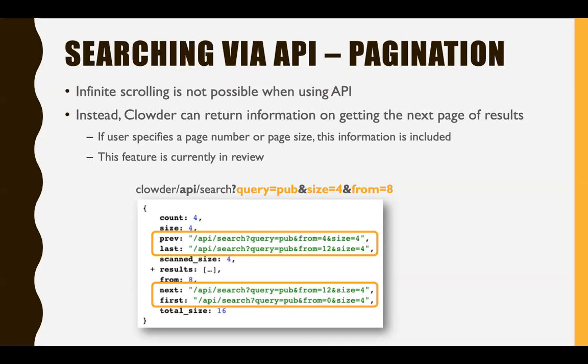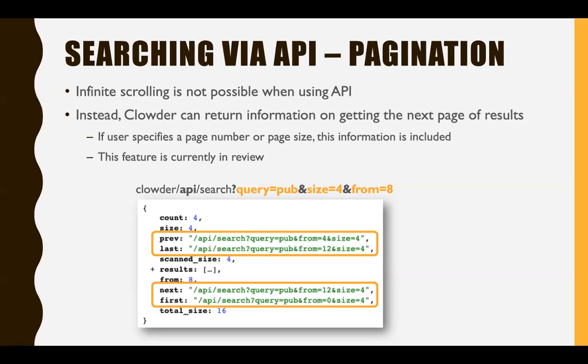This is a standard way of doing this across the web, where your results, which are actually collapsed in the screenshot, you can see them right in the middle of my box here with the ... those are collapsed to be hidden. You have some metadata about the search that you've performed. In the URL that I've searched here, I've done a search for the term pub, query equals pub, and size equals 4 means I only want 4 results at a time, and from equals 8, meaning I want to start at the 8th item.